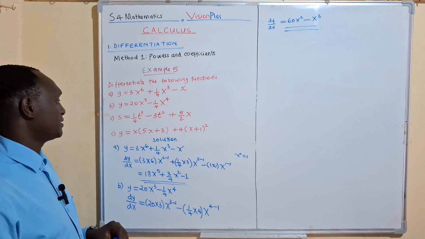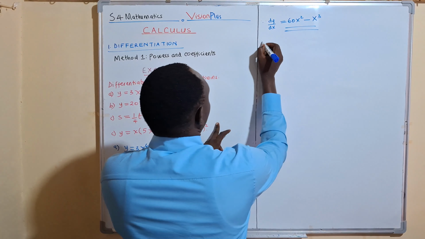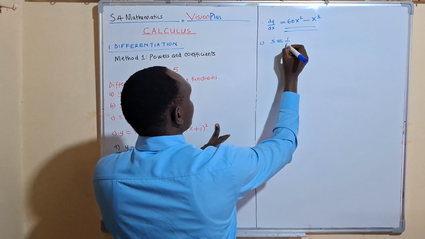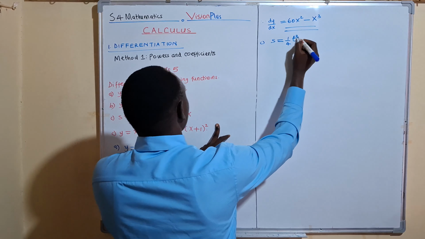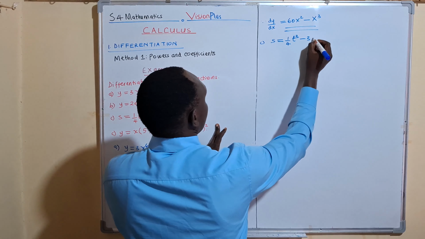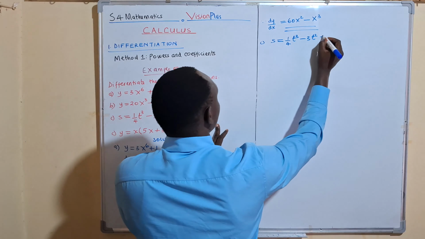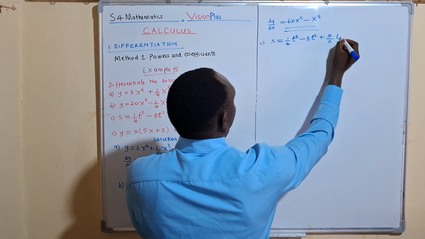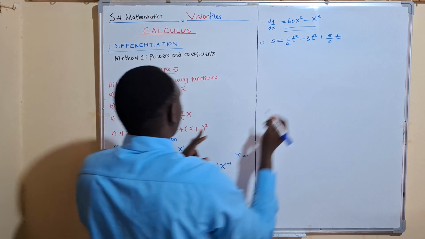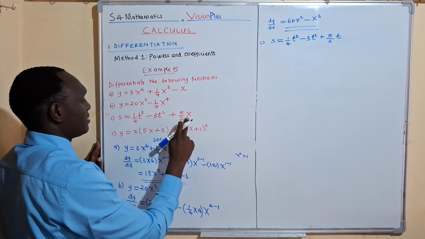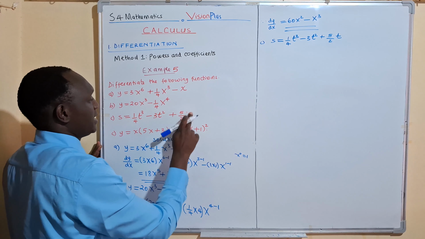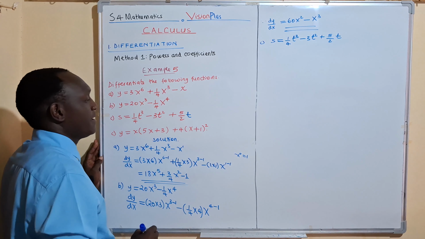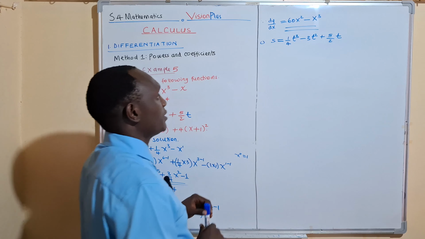Now let us go to part C. Part C is a function s, given s as 1 out of 4 t^3 minus 3t squared plus 5 out of 2 t. Please, this is t. It was my mistake in copying. Yes. So from here, what do we do?